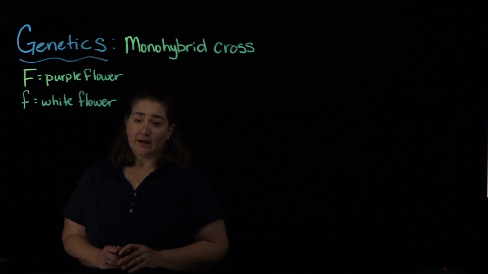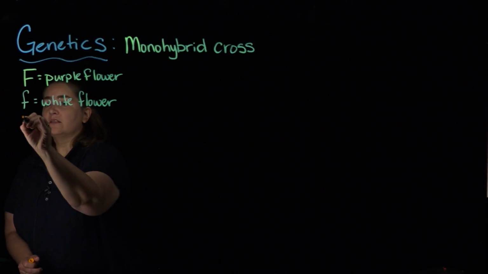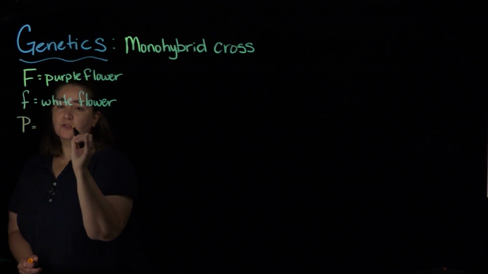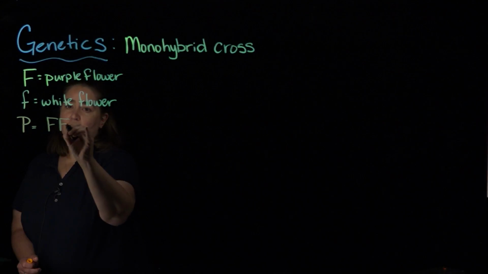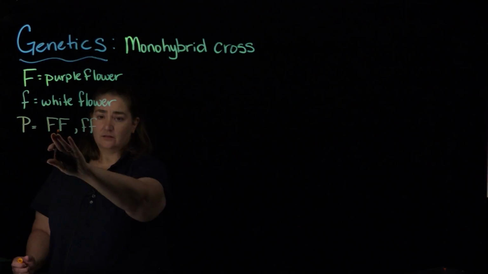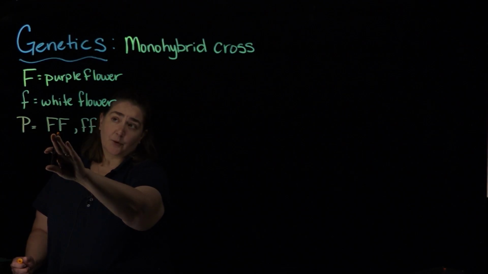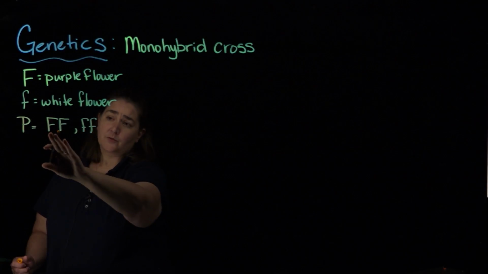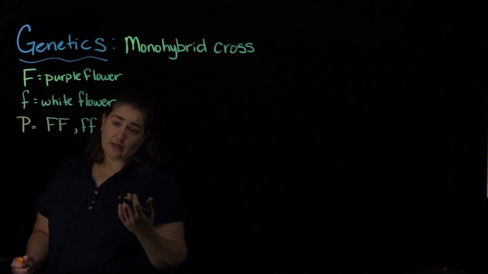Hello, and welcome back. We're going to go over another example of a monohybrid cross, okay? This time we're going to define the parental generation, or the parental flowers, as being homozygous. So we've got one plant that has purple flowers, one plant that has white flowers. Both are homozygous. This one would be homozygous dominant because both of the letters are capital. This would be homozygous recessive because both of the letters are lowercase. Okay?